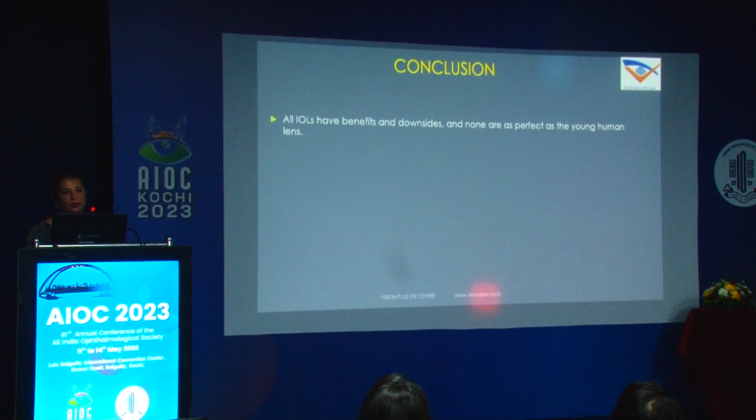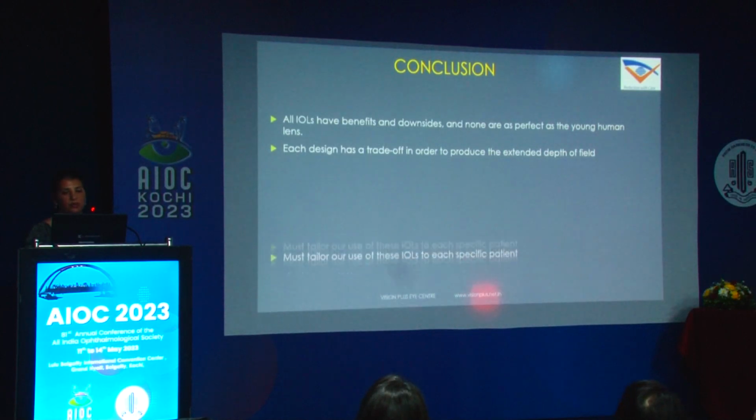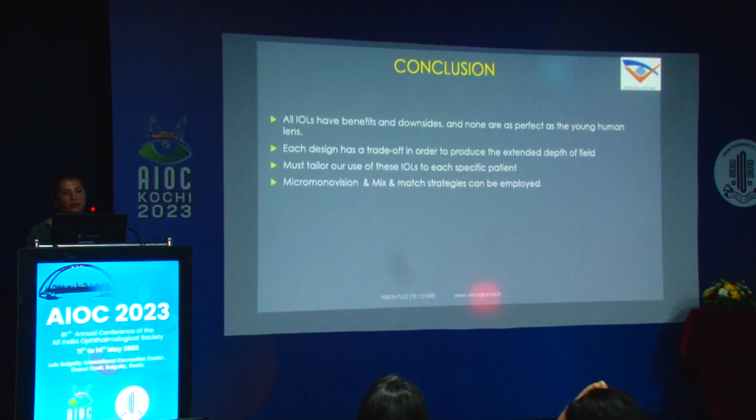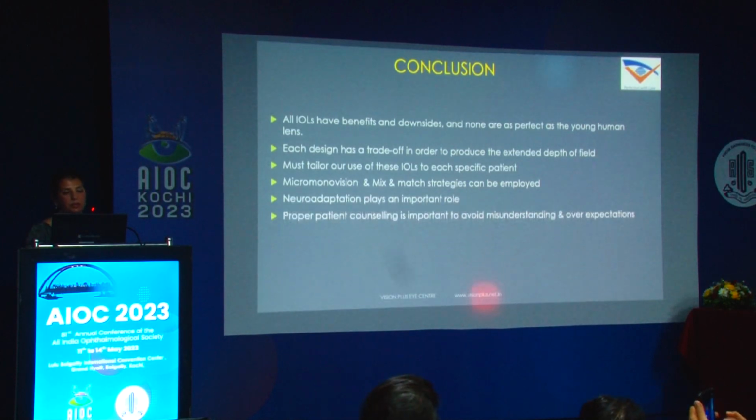So in conclusion, we must try to see what all the lenses are available to us. What are the benefits? What are the downsides? Nothing can be as perfect as the human eye. Understand each lens that you're going to deal with. What are the pros and cons? Tailor it to your patient. And try to do some mix and match or micro monovision if you find that the first lens is not working well for your patient. Counsel them for neuroadaptation, and do proper counseling to avoid any misunderstandings and over expectations.